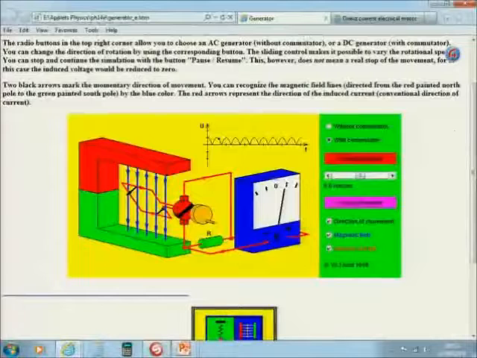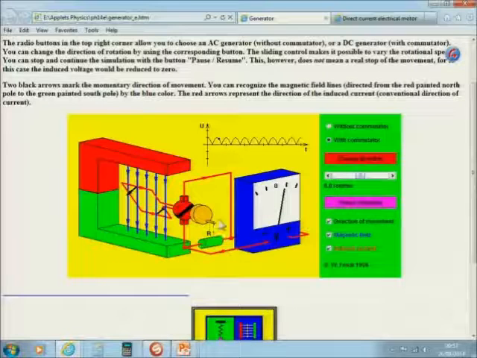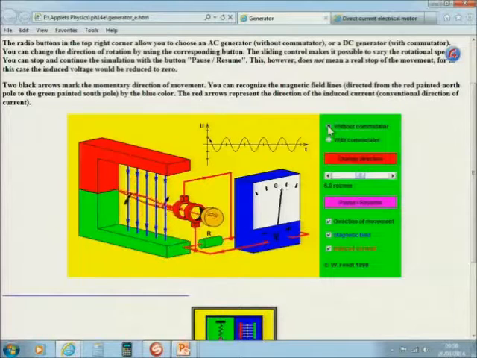Right, there's my generator. I'm turning it manually. And now what I want to focus on is what we get when we have split rings or when we have slip rings. All right, so there you can see those we call the slip rings.